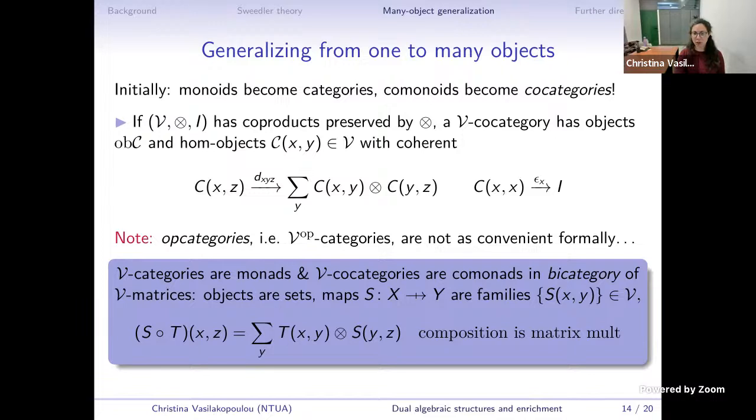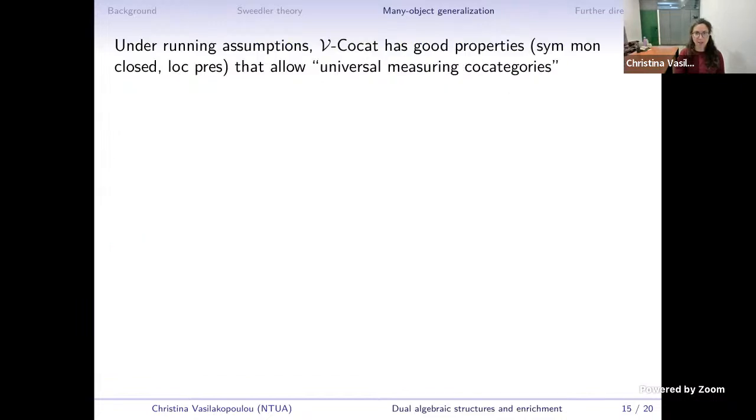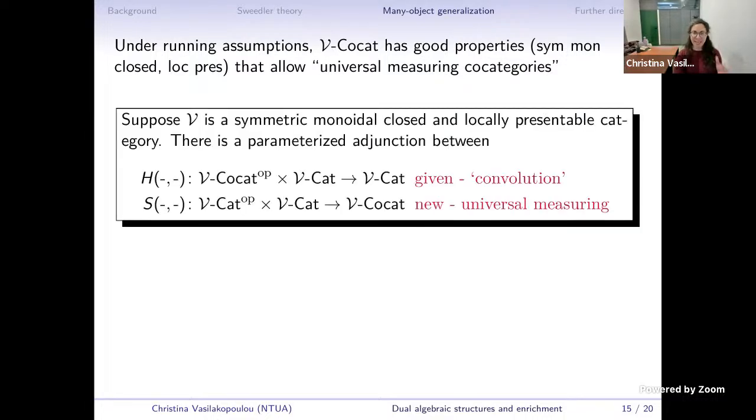And in fact, one can go on and try and push Sweedler theory to the level of the bicategory of V matrices. So it is the case that VCocat, like comonoids before, now has all the good properties that allow us to have universal measuring co-categories precisely the same way as before. So we start from a functor here that is convolution in our setting. I will give a definition in a second. And because of local presentability and co-completeness and things like that, we obtain this functor that takes as entries two V categories, and gives us a V co-category. So this is the generalization of the universal measuring coalgebra functor from Sweedler.